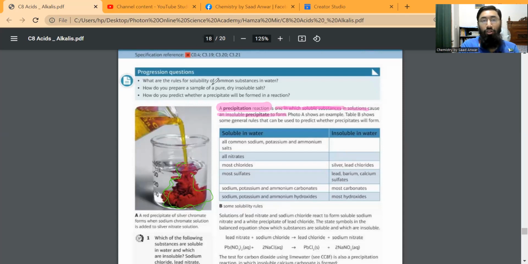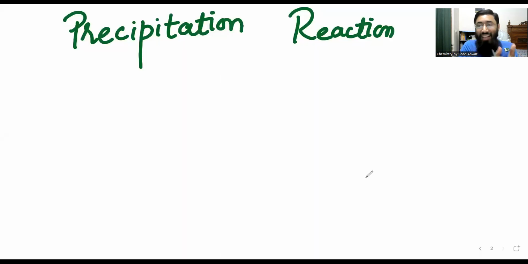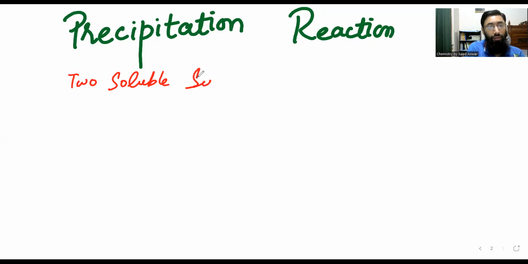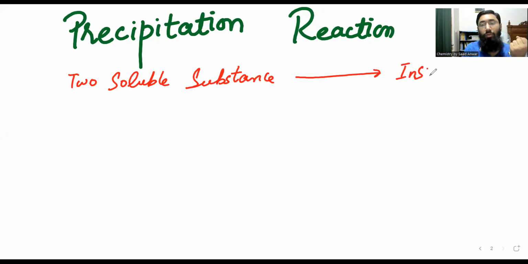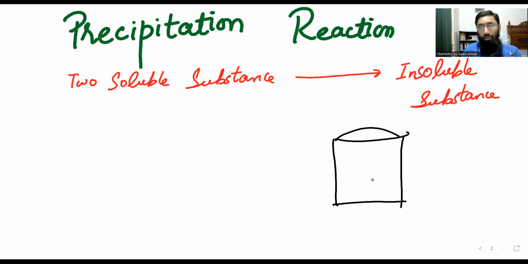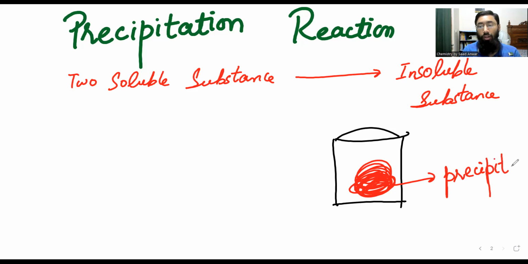So what is the definition of a precipitation reaction? According to our Edexcel textbook, in precipitation reactions, soluble substances react together and make an insoluble substance which acts as a precipitate. Means two soluble substances combine together, mix together, and we get an insoluble substance, and this is the precipitate. If I draw a simple diagram here, this is my beaker, and something settles down at the bottom, and this is the precipitate. Those reactions in which a precipitate forms, we call precipitation reactions.